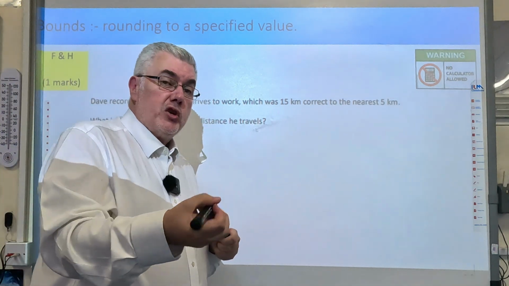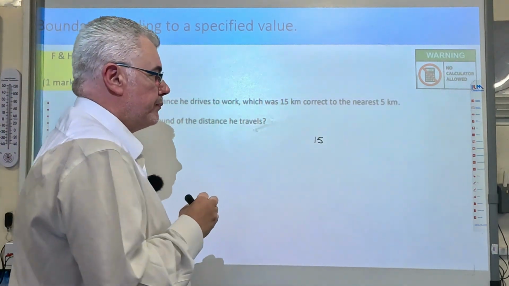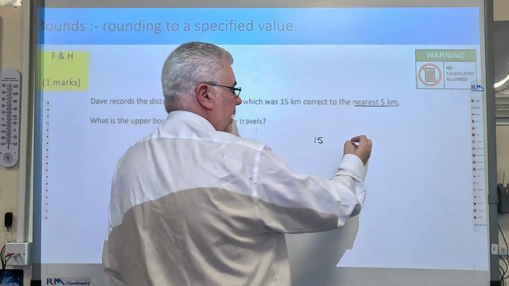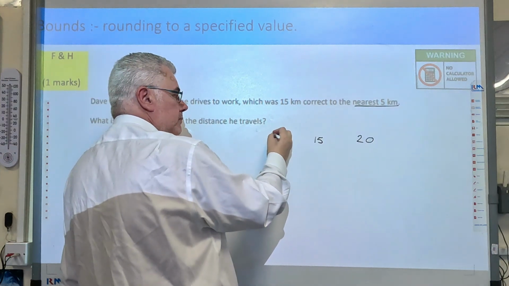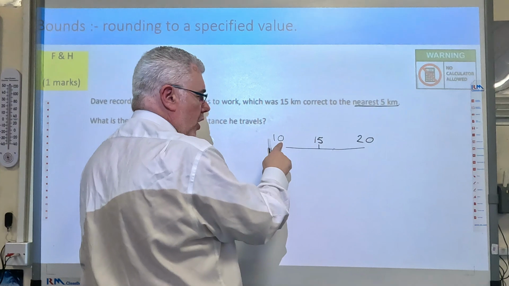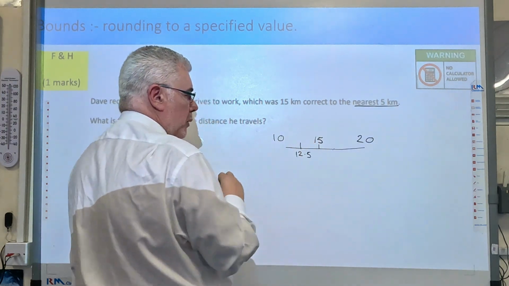So I'm going to use the method I used yesterday. 15 is what it's been rounded to. It's been rounded to the nearest 5. I'm going to round it up to the next 5. I'm going to round it down to the next 5 below. And I'm going to use this little chart to help me. My lower bound is halfway between the 10 and the 15. 12.5 is my lower bound.